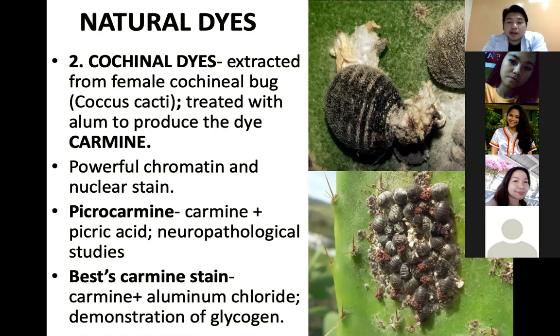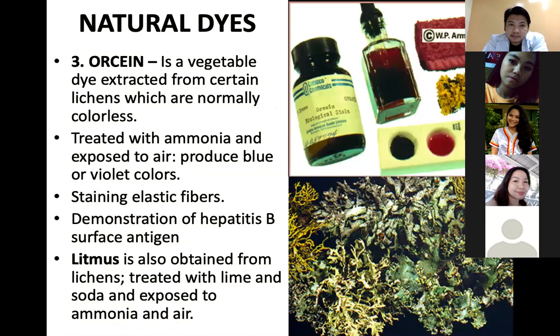Carmine plus picric acid gives us picrocarmine, which is used for neuropathological studies. Then we have Best's carmine stain, which is carmine plus aluminum chloride, used to demonstrate glycogen, so carbohydrates.